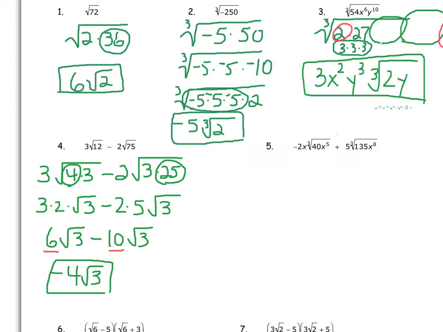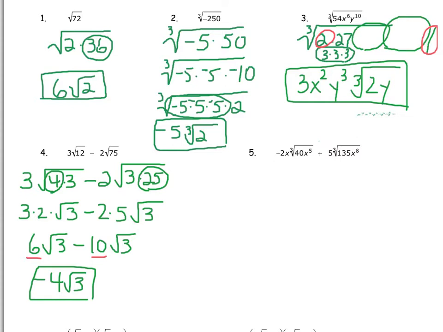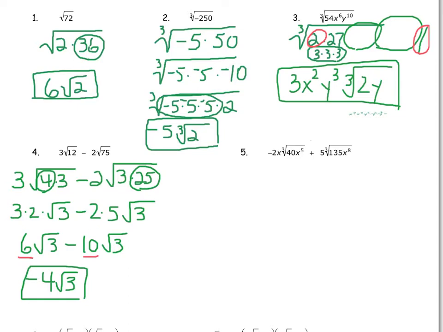Now we've got the next problem that's got cube roots and variables again. So we're going to break that down. Look at negative 2x times the cube root of 8 times x to the 5th. Got a perfect cube in the 8. And the x to the 5th, we're going to break that down as x to the 3rd times x squared. So we're going to be able to take off the x to the 3rd.